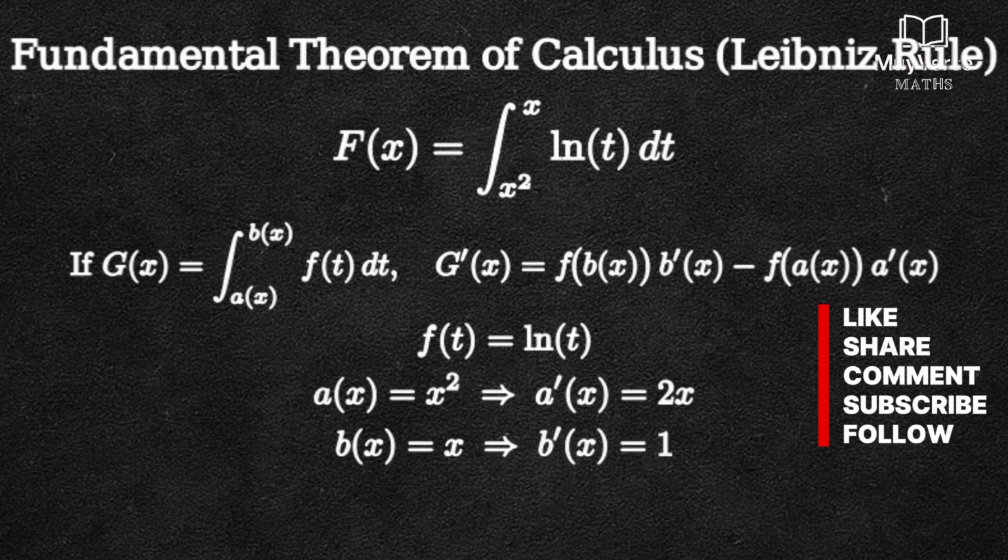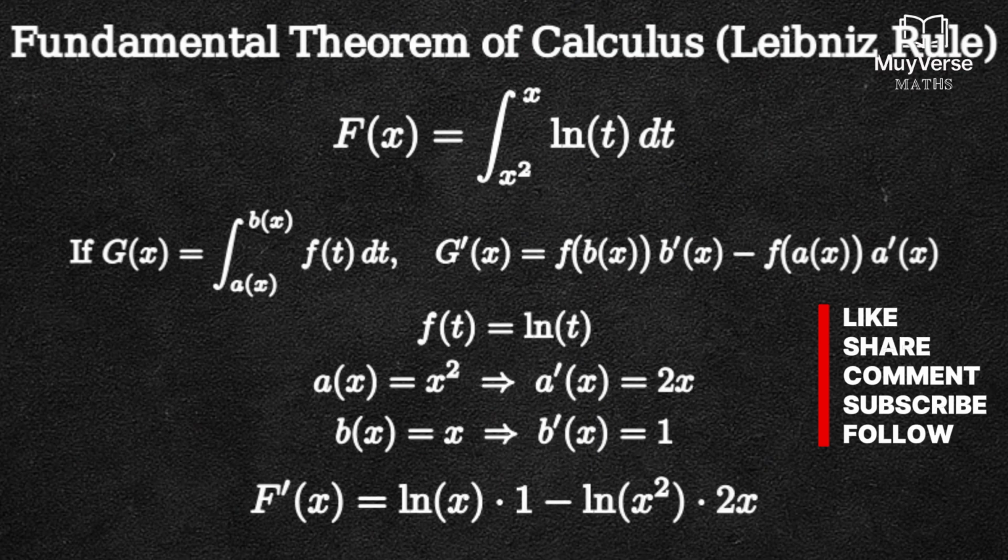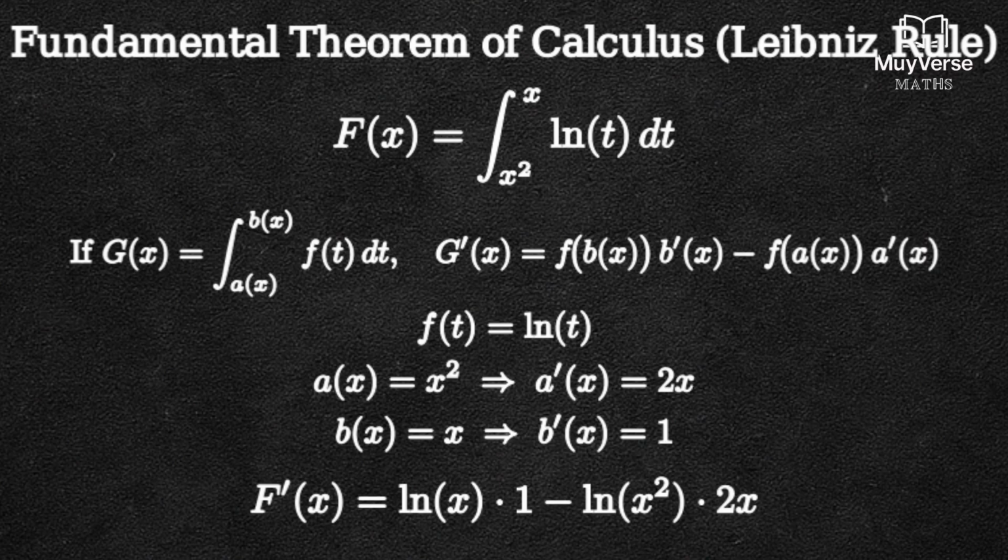Step 2. Plug into the formula exactly as written. F prime of x equals natural log of x times 1 minus natural log of x squared times 2x. We will simplify this next. Focus on natural log of x squared and the 2x.